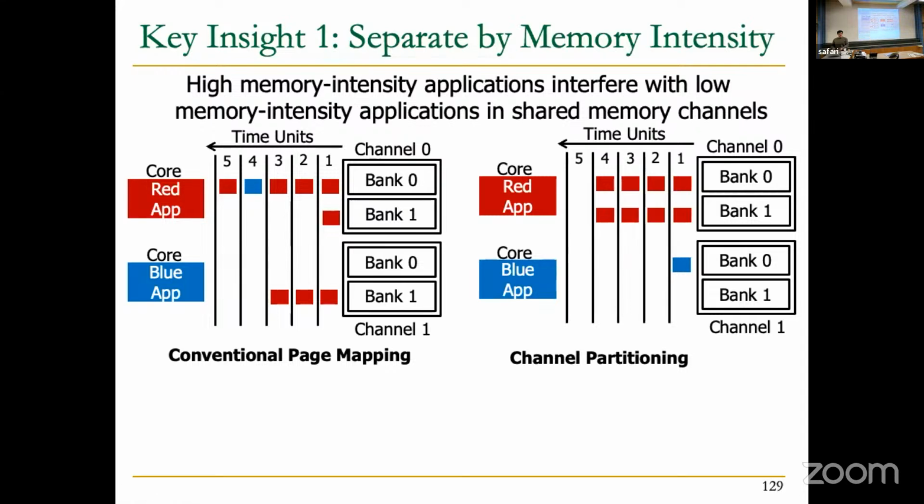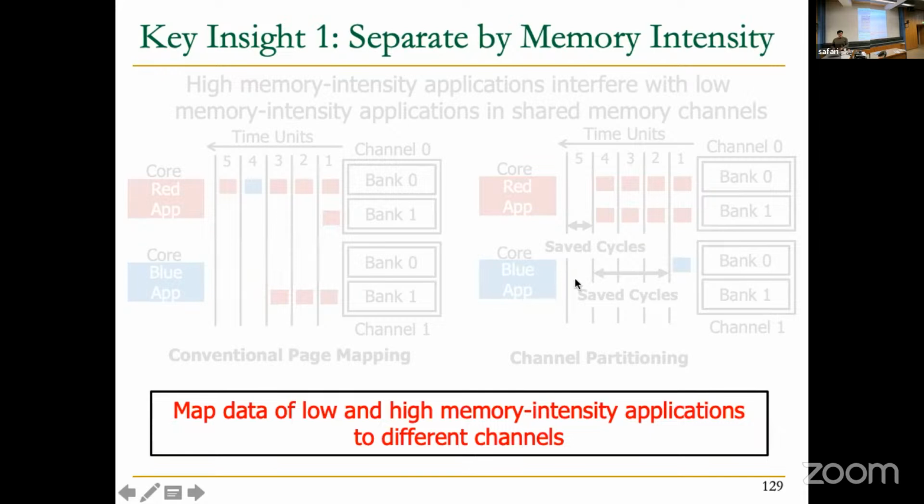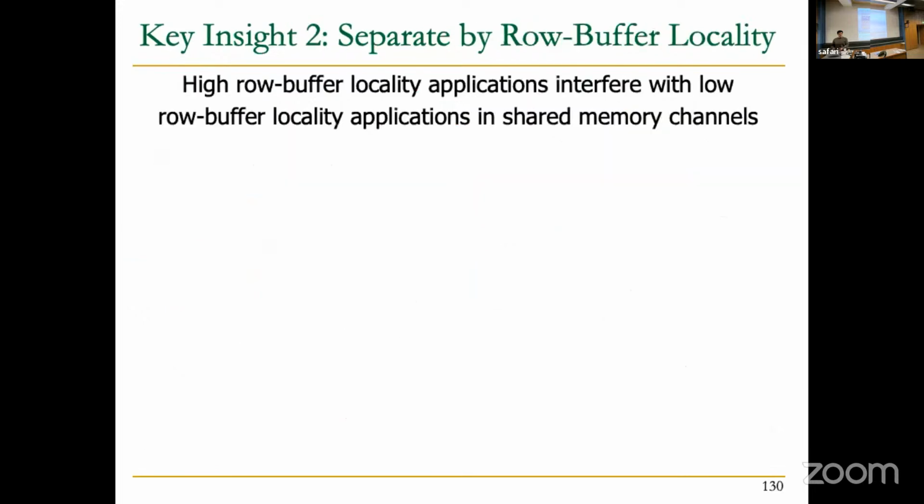And if you partition their data to two different channels, the blue app's request now is serviced much earlier, right? You saved a lot of cycles, basically. So we want to map data of low and high memory intensity applications to different channels.